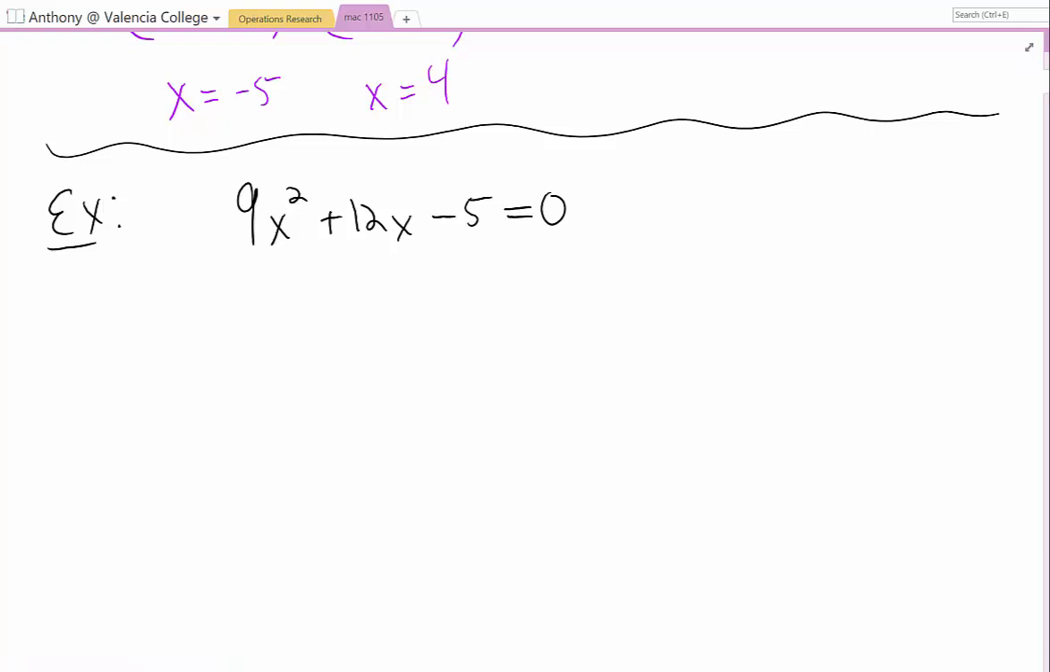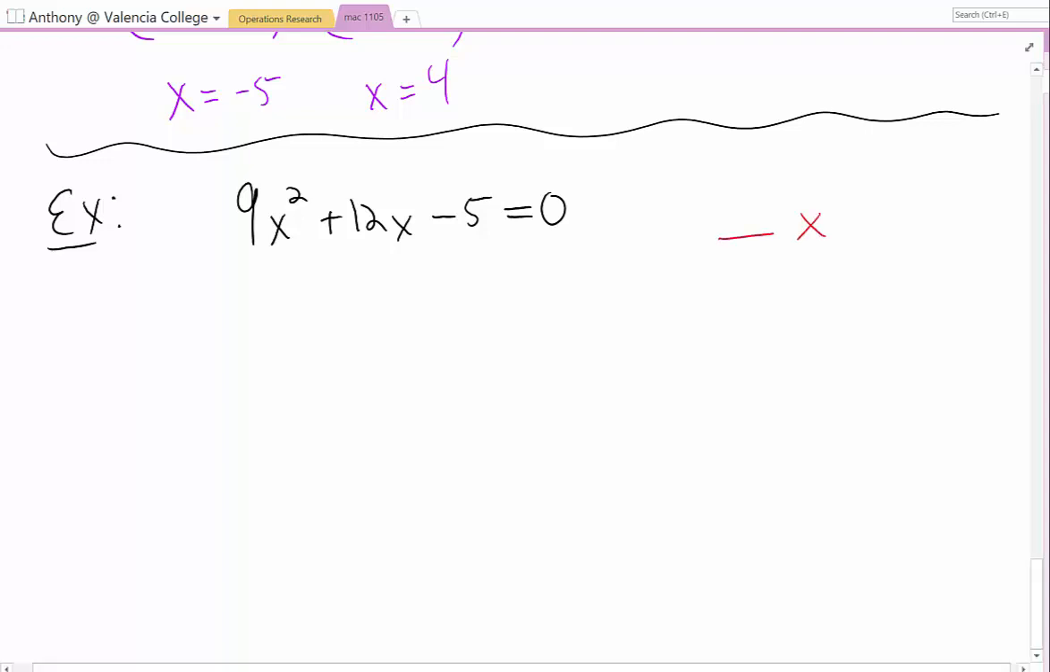So, here we have a 9x squared, so we just can't jump straight to our parentheses and put an x squared and x squared, because when we fold that back out, we're not going to get a 9x squared. So what we're going to do is called the AC grouping method. For the AC grouping method, this is what you do.